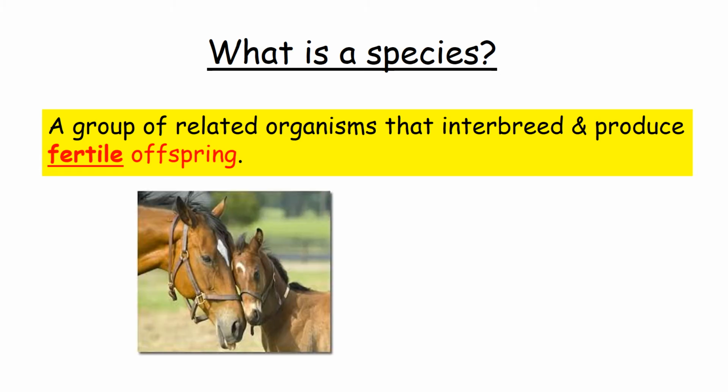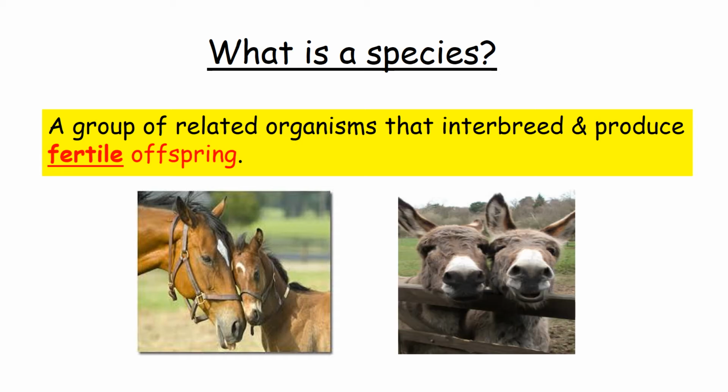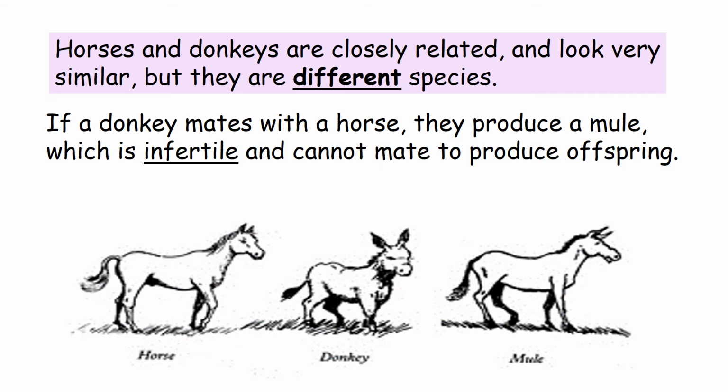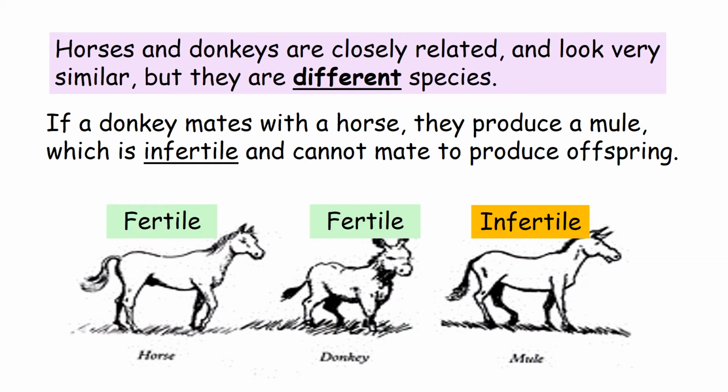So, for example, a horse mates with another horse to produce a young horse. Or a donkey mates with another donkey to produce a young donkey. Now, horses and donkeys we know are very closely related. They look similar, but they're different species, because if a donkey mates with a horse, then they produce a mule. A mule is infertile. It can't mate to produce its own offspring. So that's how we know horses and donkeys are different species.